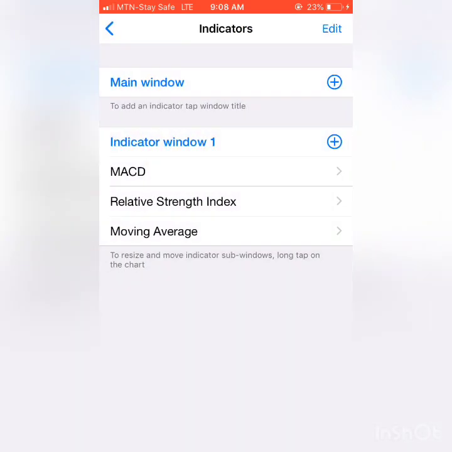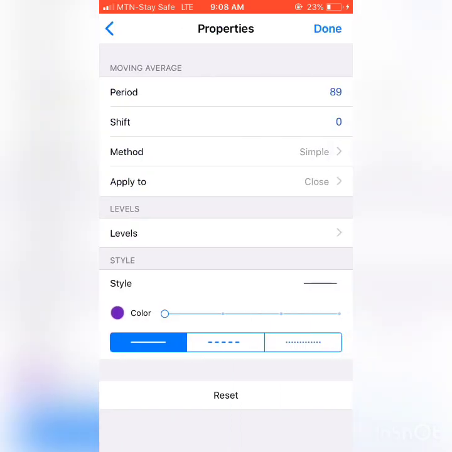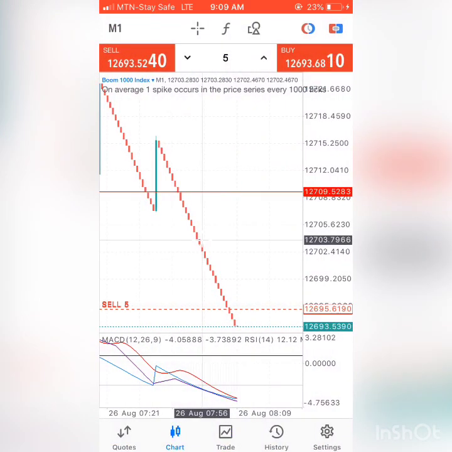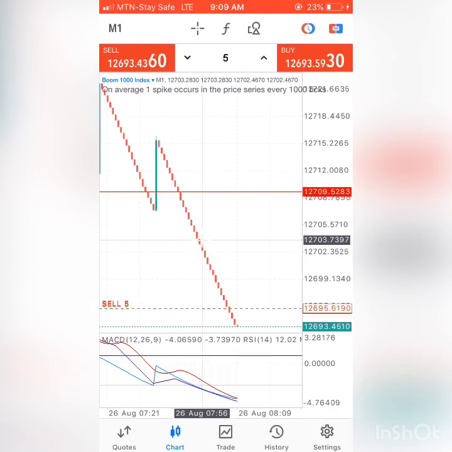You go back and click on moving average, which is the last. The period is 89. Shift is 0. Method is simple. You apply to close. The levels, there are no levels. The color I used is purple. Use the colors I'm using if your background is white, as my own. Okay, if you are using a white background, make sure you use these particular colors I'm using. So now let's get back to our trade.